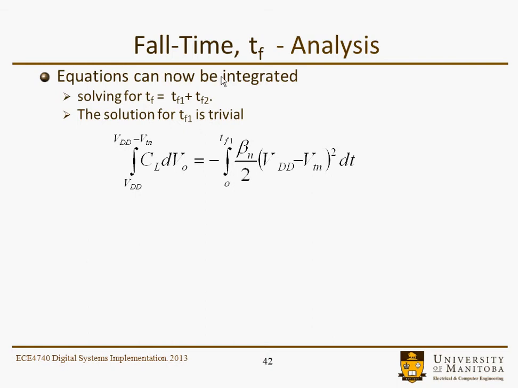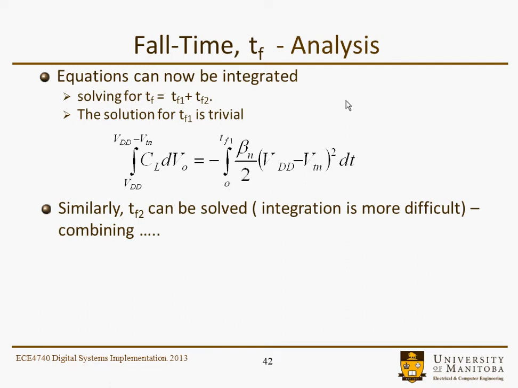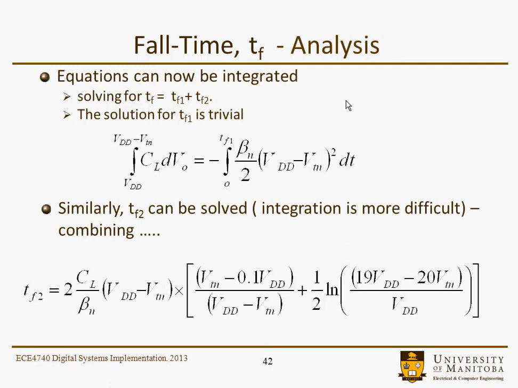These equations can now be integrated, and we'd solve for the overall fall time as being equal to TF1 plus TF2. The solution for TF1 is trivial. We're going to integrate the current flowing into the load capacitor from VDD to VDD minus VTN as being equal to the current flowing out of the NMOS transistor from time 0 to TF1, and we're just going to solve for TF1. That's relatively straightforward to solve for. TF2 is a little bit more difficult. We'd end up with the same type of equation, the same type of integration, but the limits would be slightly different. And we'd end up with something like this.